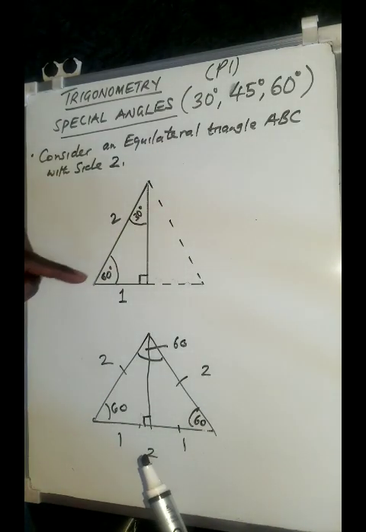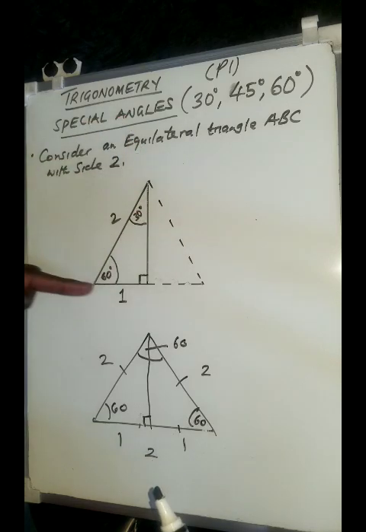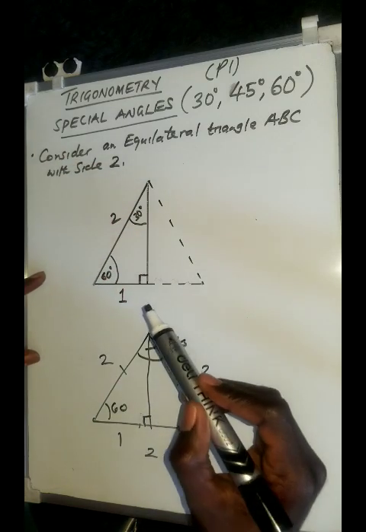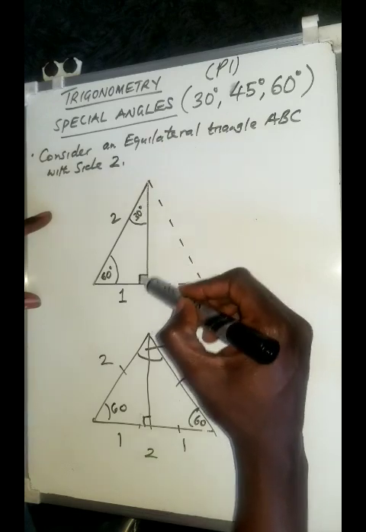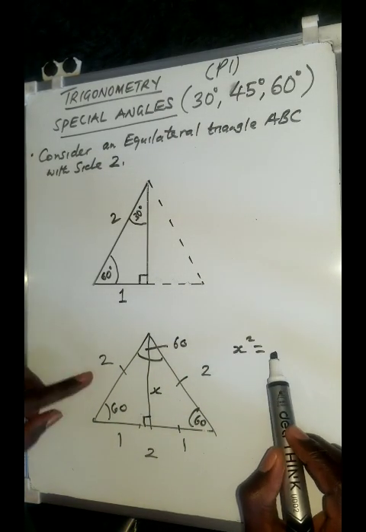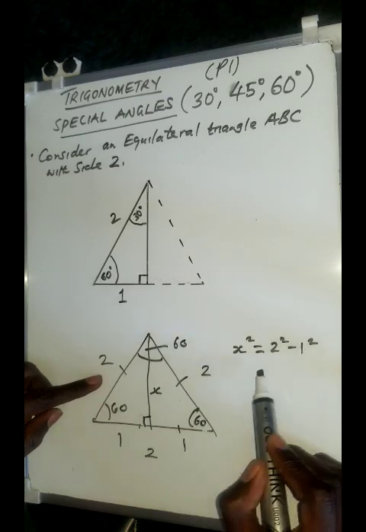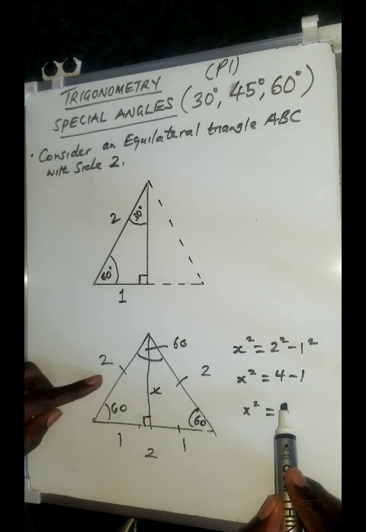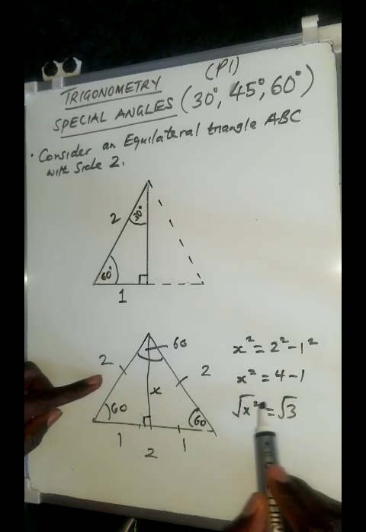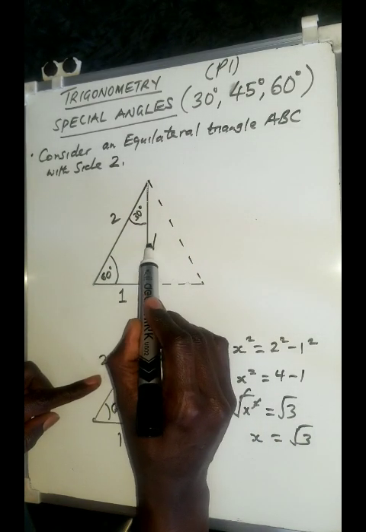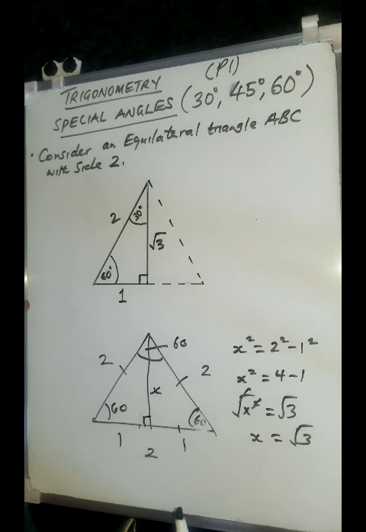If you apply your Pythagoras theorem, remember I've only taken this right angle triangle. That is what we're interested in, and that is what you need to remember to draw in your exams. So if you use the Pythagorean theorem, you can find this side there. If you say this is x, then x squared is equal to the longest side squared minus the other side squared. So x squared is 4 minus 1, so x squared is equal to 3. To find x, you introduce the square root, so x is the square root of 3. So this side would actually be the square root of 3. That is what you need to remember.